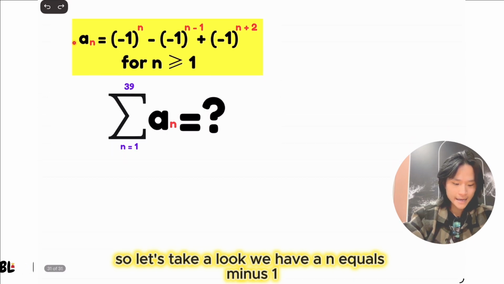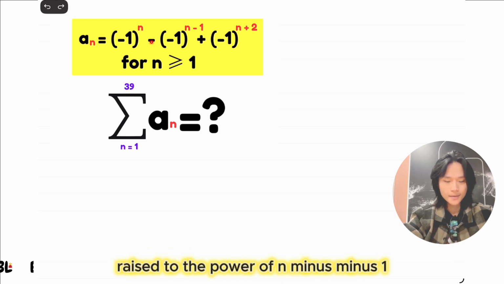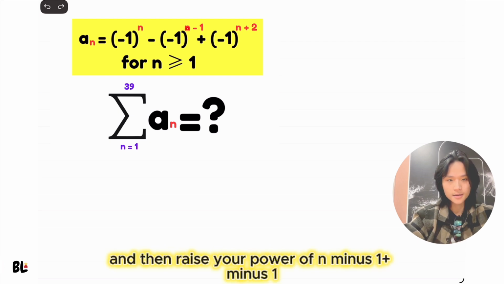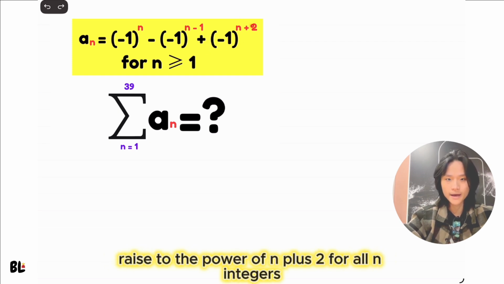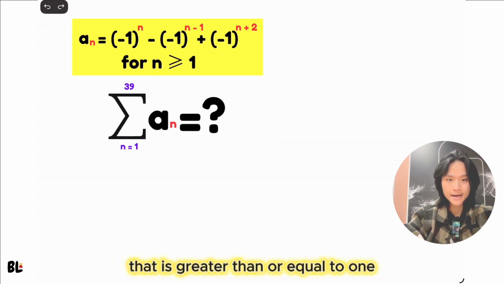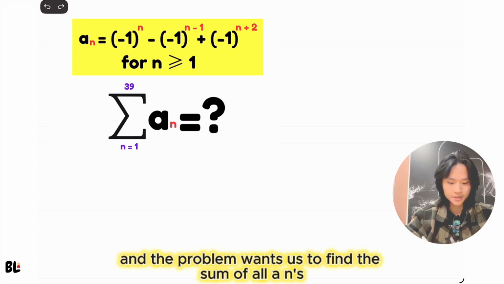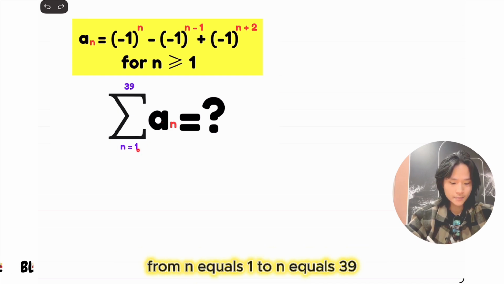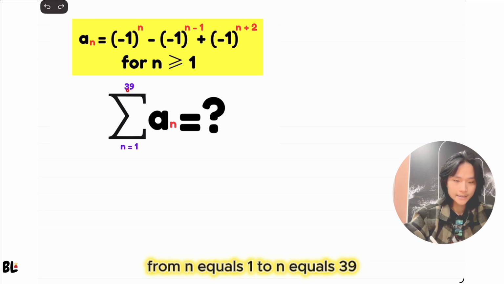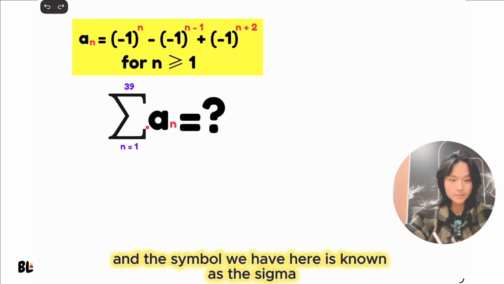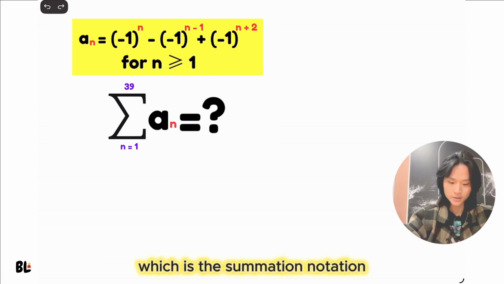We have a_n equals (-1)^(n-1) raised to the power of (n-1), plus (-1)^(n+2), for all integers n greater than or equal to 1. And the problem wants us to find the sum of all a_n from n equals 1 to n equals 39. The symbol we have here is known as the sigma, which is the summation notation.